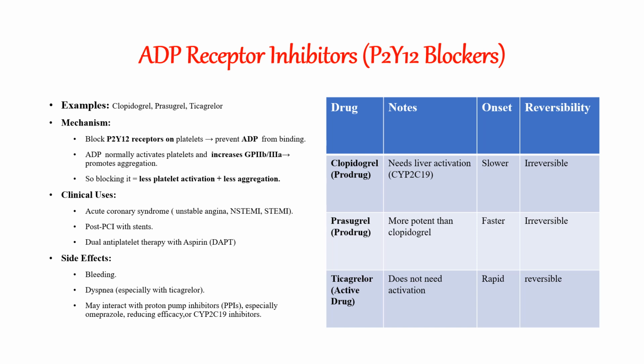Drugs like clopidogrel, prasugrel, and ticagrelor block the P2Y12 receptor, preventing ADP from activating platelets. This reduces the expression of GP2B3A receptors, thereby decreasing platelet aggregation. These agents are commonly used in acute coronary syndromes and after coronary stent placement as part of dual antiplatelet therapy with aspirin.